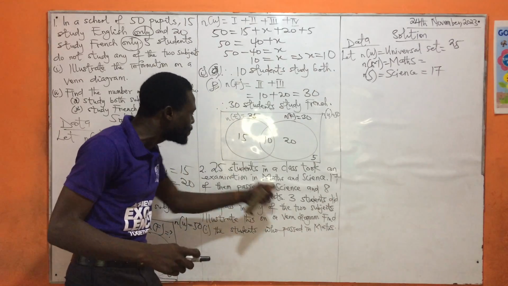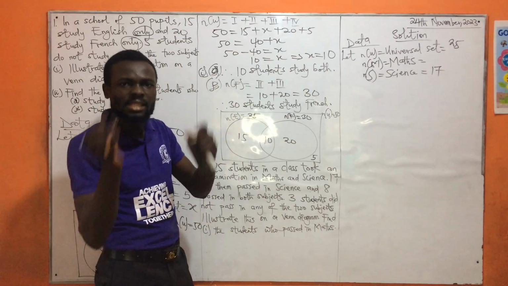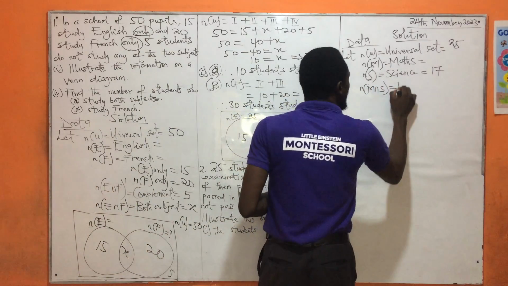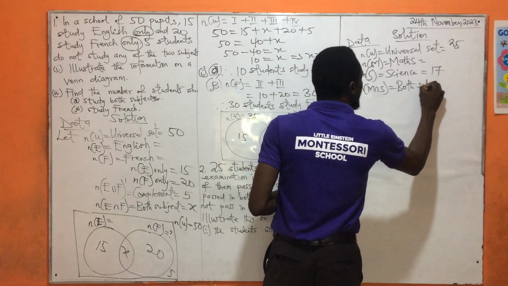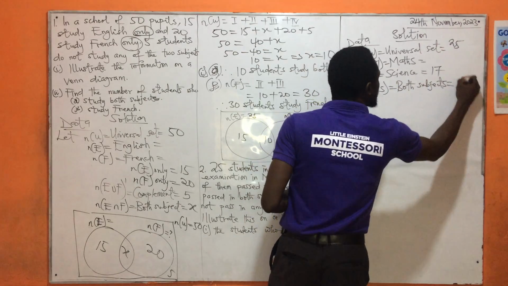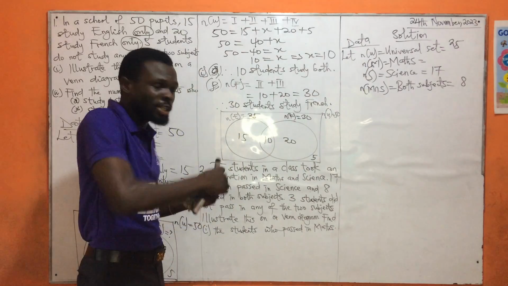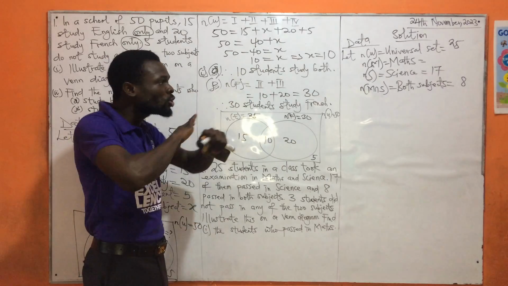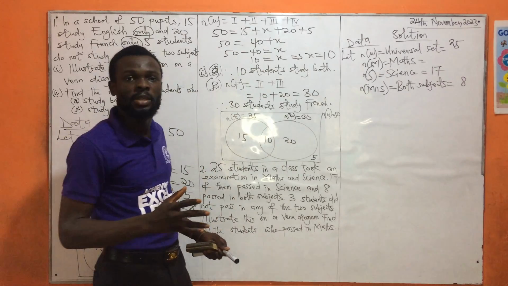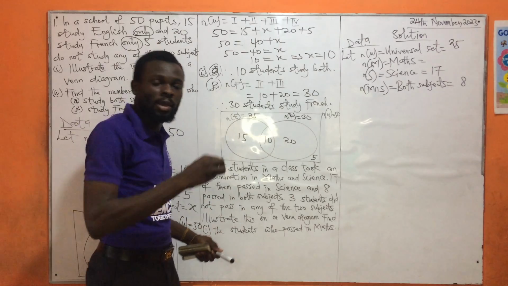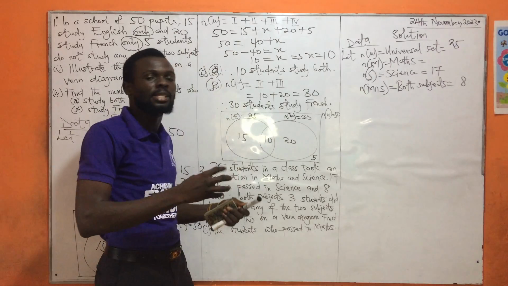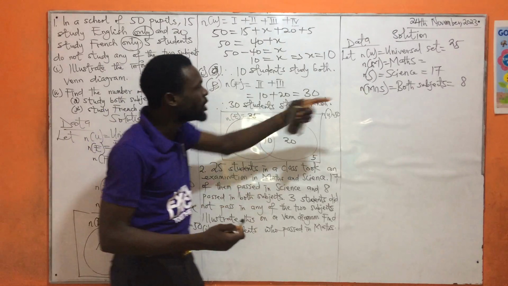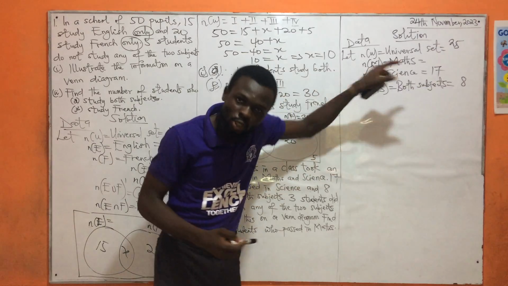Then when you continue, it says 8 passed in both subjects. So the number M intersection S, which is both subjects, is 8 from the question. So you see here, with this question, you have been given your intersection. Not all questions will give you the intersection. Some you can be given, some you may not be given. And also the universal set, some you will be given, some you will not be given. So here you have been given your intersection as 8. So you just write it down.